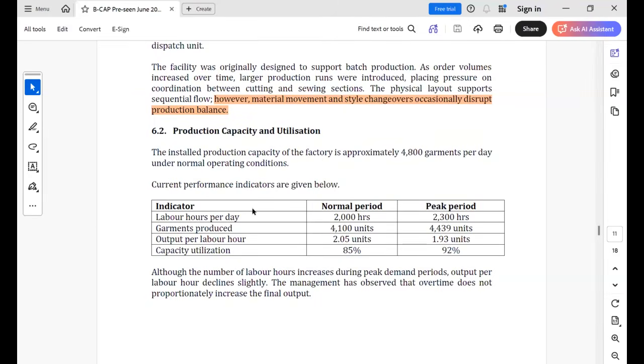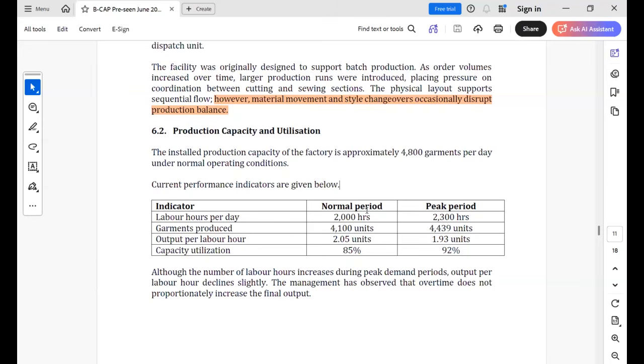Okay. Then you have to see this information and you can do some rough calculation if you want, right? Now labor hours, they have given normal period and peak period. Labor hours per day 2000, but when it comes to the peak period 2300. But garments produced 2100, 2000, 4100, 4439, right? So output per labor hour 2.05, 1.93.